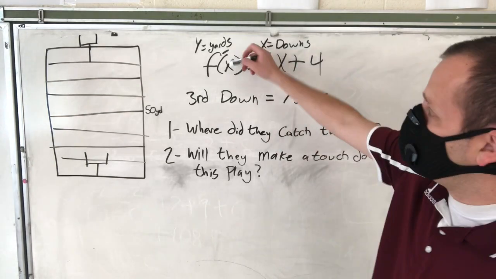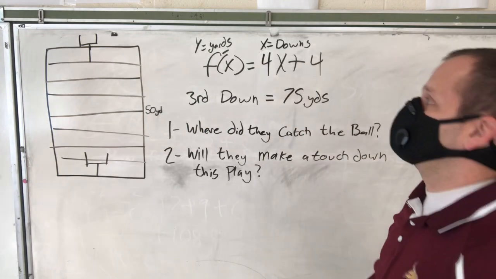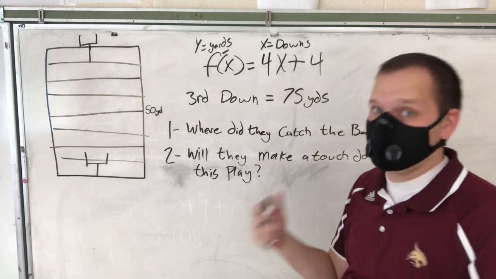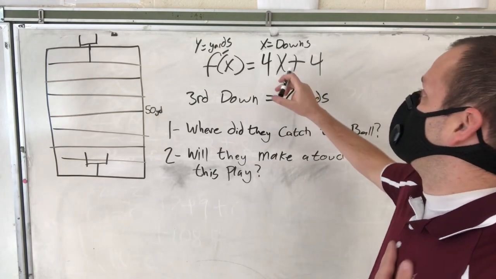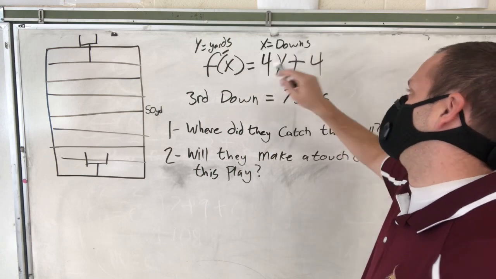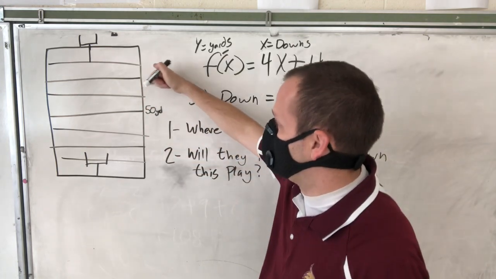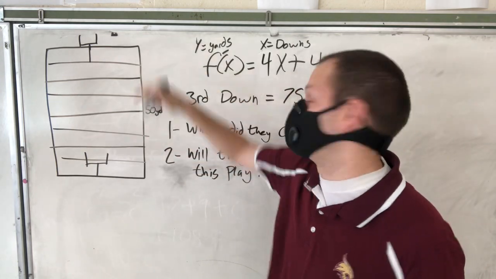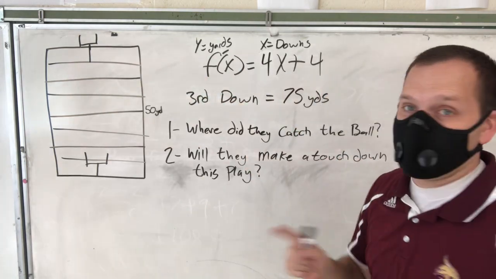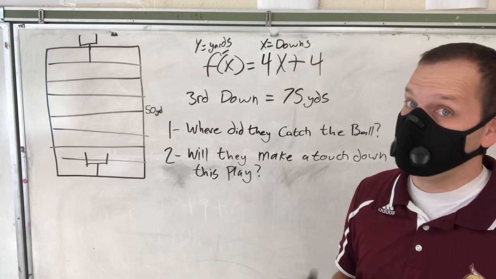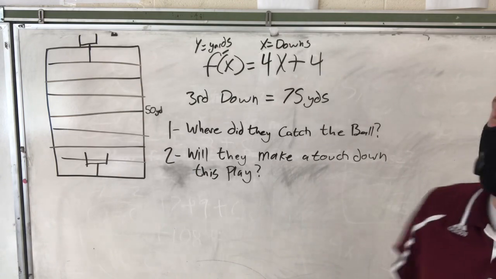We've got y is our yards, x is our downs. Okay, so f prime of x is going to be the distance that they travel every single play. So we've got our first play, our second play, our third play. So at third down, they've gone 75 yards. They're at the 75-yard line, so somewhere up here. They're trying to get a touchdown, right? So at third down, they're at the 75-yard line. We want to know, where did they catch the ball? So at 0, where did they catch the ball? And also, will they make a touchdown this play?